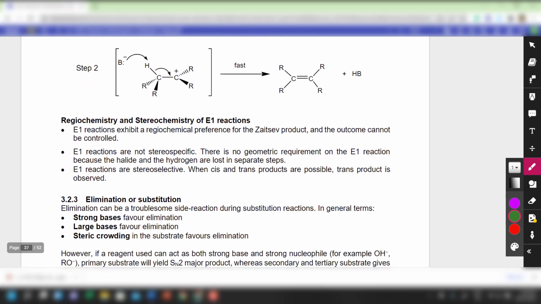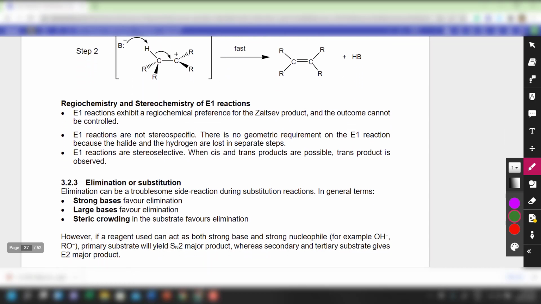Regioselectivity, regiochemistry: E1 exhibits a good preference for Zaitsev. Outcome cannot be controlled. The thermodynamic product is preferred. Definitely not stereospecific, the reason being the C-C sigma bond is freely rotatable. It is stereoselective because cis and trans products are both possible, depending on which hydrogen is being abstracted.